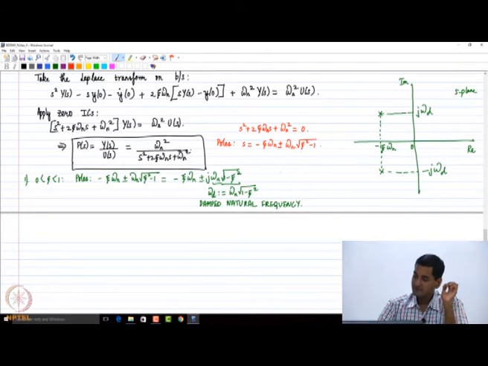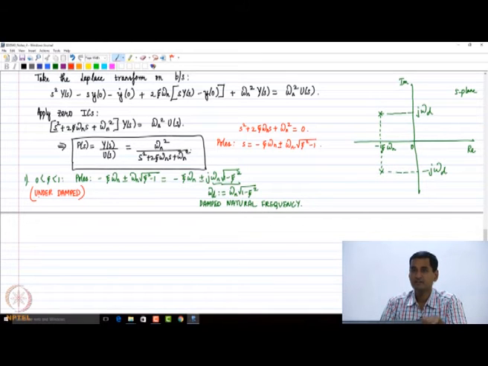And this case where we have zeta less than 1 is what is called an underdamped second order system. So a second order system is said to be underdamped if the damping ratio is less than 1. That's the implication here. Now that's for the first case.